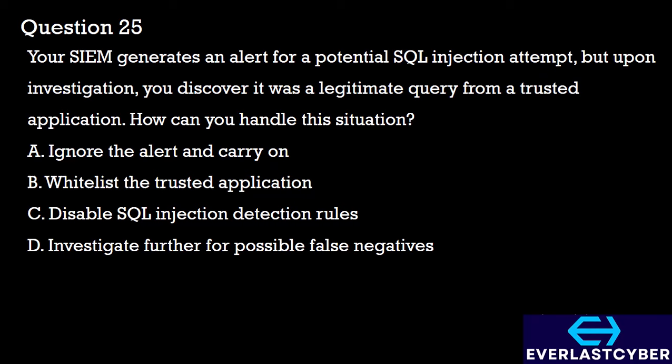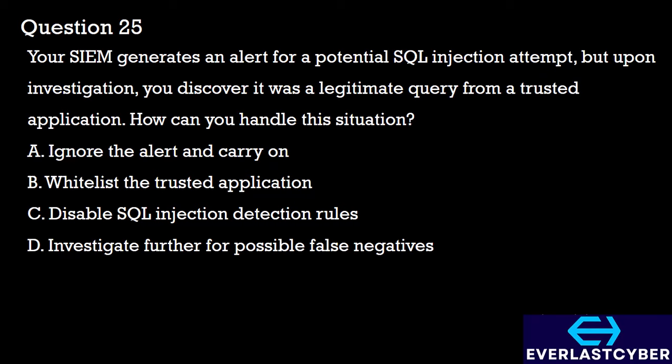Question 25. Your SIEM generates an alert for a potential SQL injection attempt, but upon investigation, you discover it was a legitimate query from a trusted application. How can you handle this situation? A. Ignore the alerts and carry on. B. Whitelist the trusted application. C. Disable SQL injection detection rules. D. Investigate further for possible false negatives.